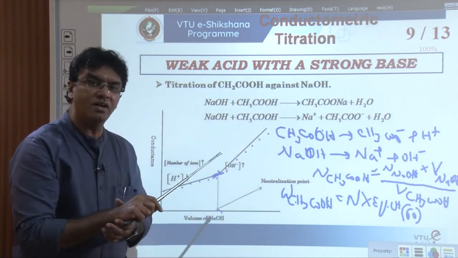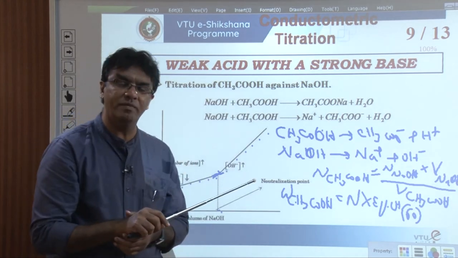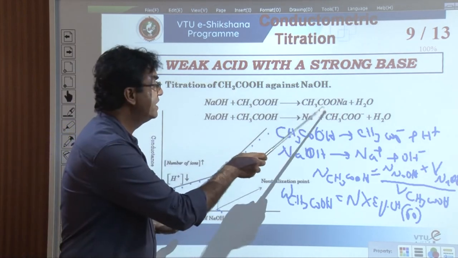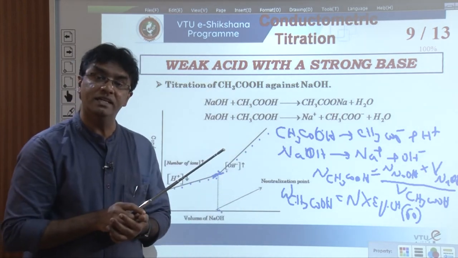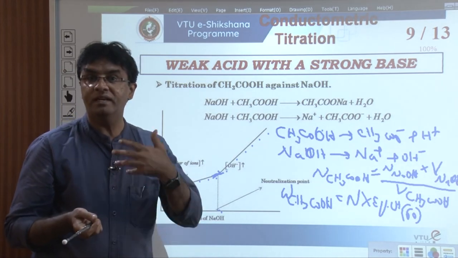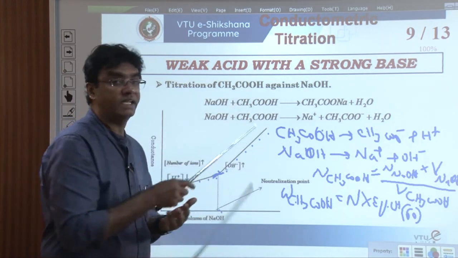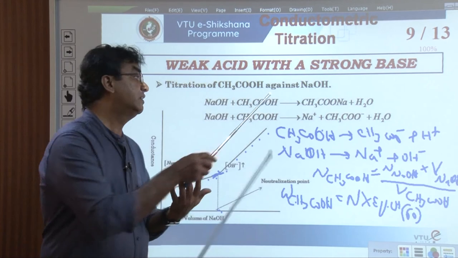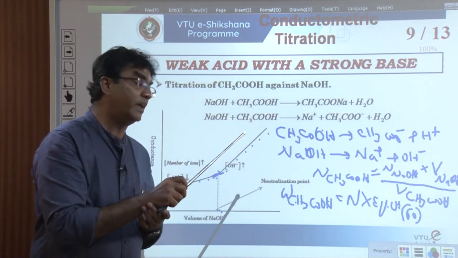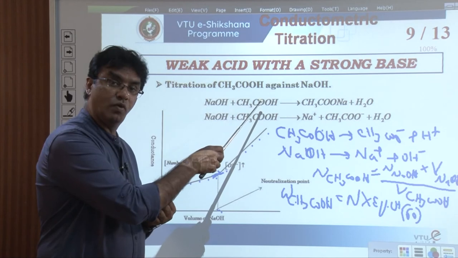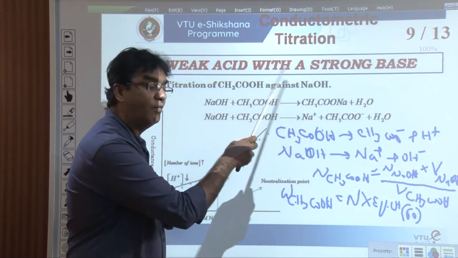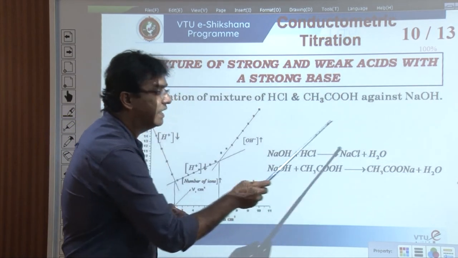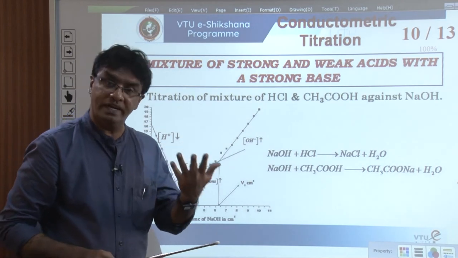Sodium acetate is a stronger electrolyte than acetic acid because sodium acetate is a salt of strong base and weak acid. Being so, sodium acetate is a stronger electrolyte than acetic acid. Therefore, sodium acetate can ionize more vigorously, to a greater extent than acetic acid. As a result, when you add NaOH each time, more and more acetic acid becomes sodium acetate. More and more sodium acetate means more and more sodium and acetate ions. More and more ions means more and more conductivity.